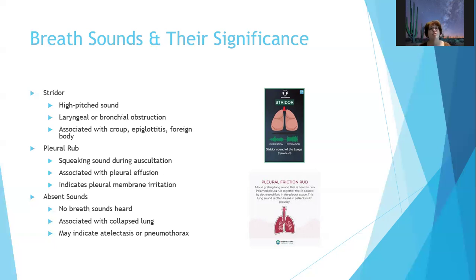Stridor is also associated with croup, and if you've ever heard an infant with croup, it's a scary sound. It's not good. So croup, epiglottitis, which is an inflammation of the epiglottis, or a foreign body stuck in your airway, or some kind of laryngeal or bronchial obstruction. Stridor is not a good sound, and you can usually hear that without a stethoscope. A pleural rub is a squeaking sound while you're auscultating, and it's associated with pleural effusion, which is fluid in the lungs, and it indicates pleural membrane irritation.